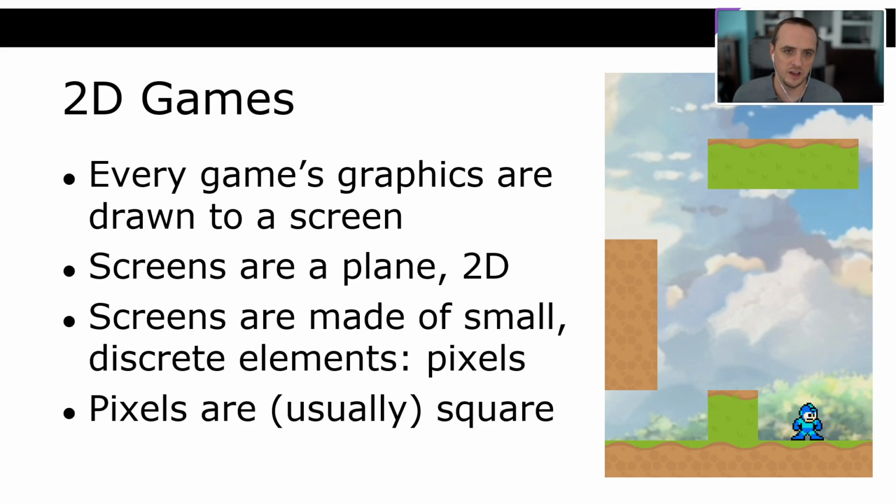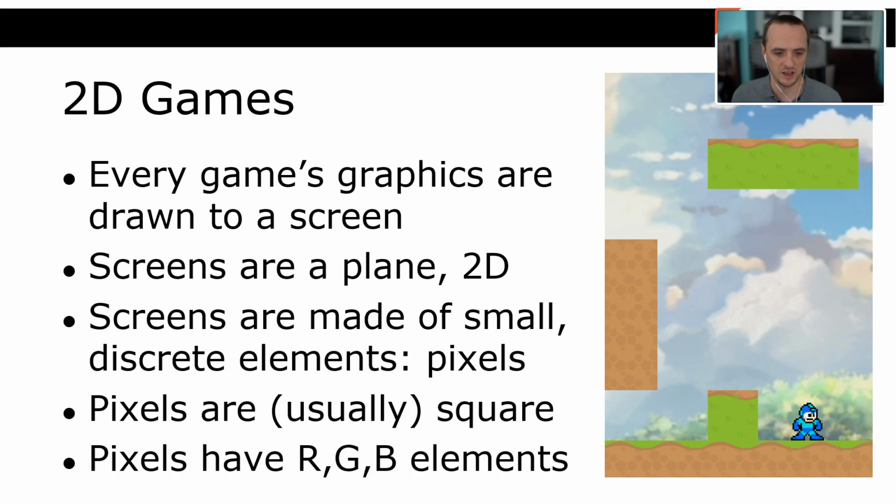But if you look at, for example, the Atari 2600, the Atari 2600 has rectangular pixels. And so the pixels on the Atari are stretched when they're drawn to a 4x3 display because they're not actually square. But most modern implementations of games and monitors and operating systems, not all, but most displays have square pixels. And pixels have RGB elements inside them.